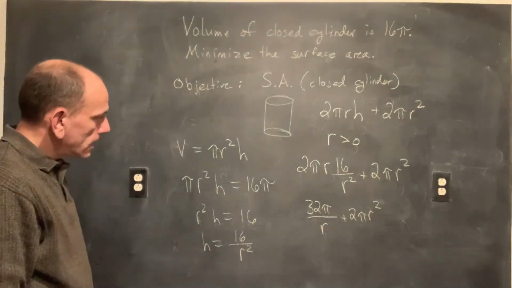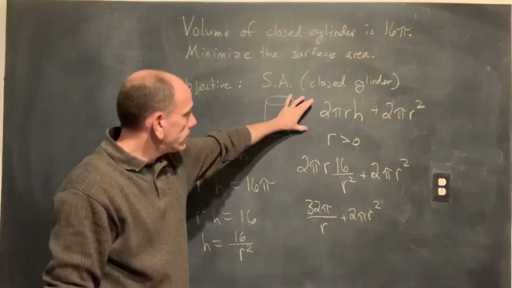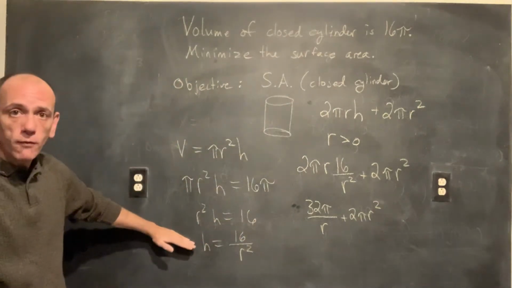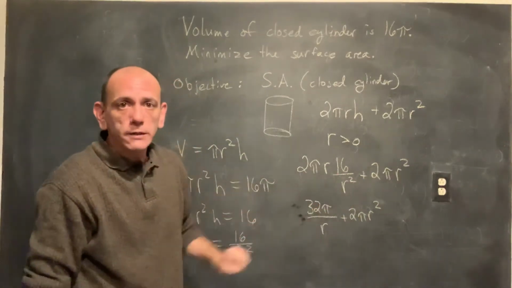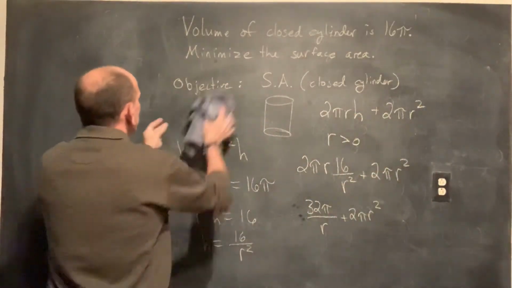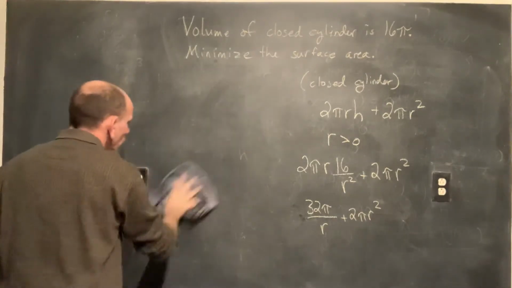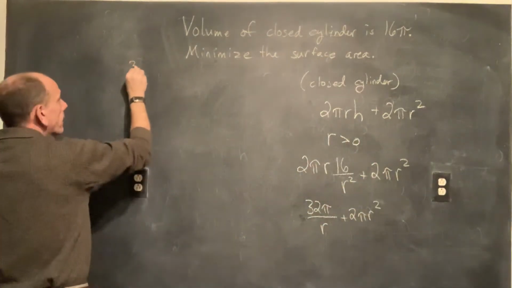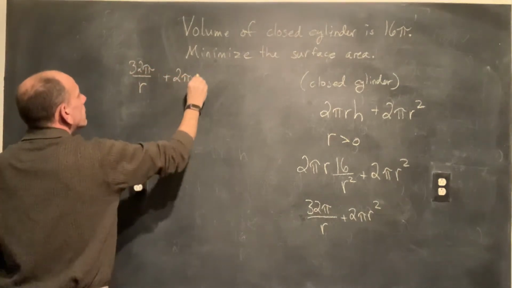Okay. So this has rewritten our objective function, the surface area of our closed cylinder. We've rewritten it using our constraint function to eliminate the h, and now we have a function completely in terms of r. So that objective function in terms of r is what I'll take the derivative of and set equal to 0. So I'll just move it up here for the time being. We got 32 pi over r plus 2 pi r squared.